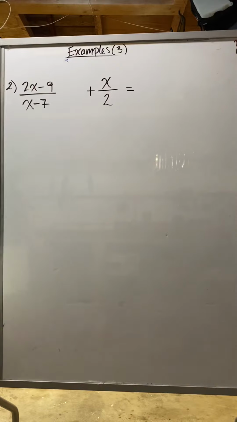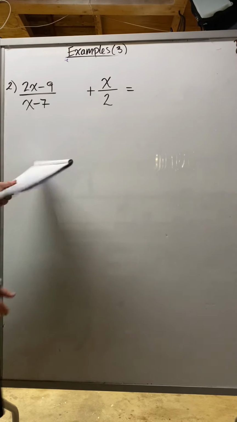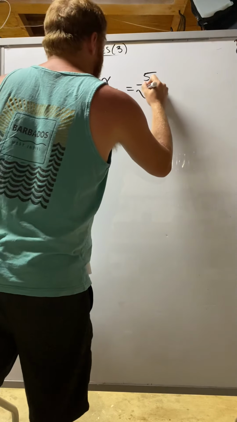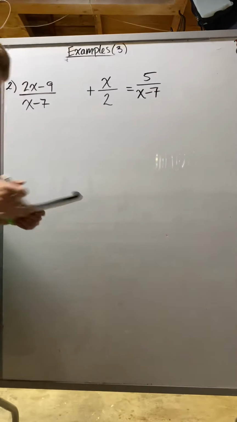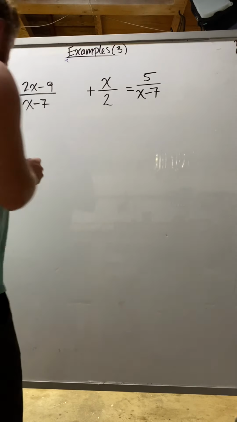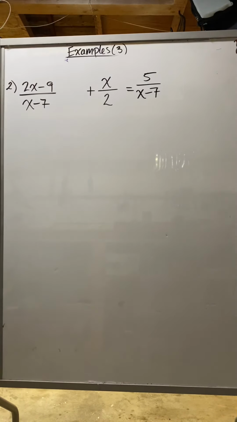All right, so it's 2x minus 9 plus x over 2 is equal to 5 over x minus 7. Okay, and I'm keeping a lot of these relatively basic just so that we can kind of start. The third one has a little more oomph to it. You might have a little more work to do there.